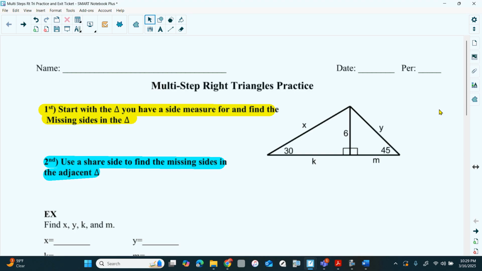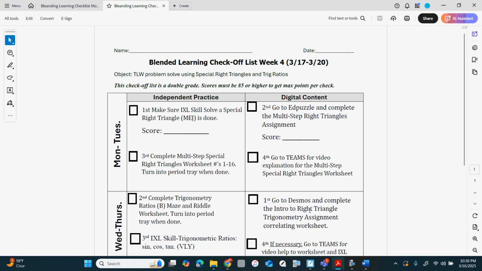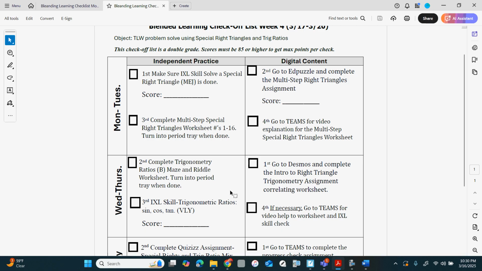While I'm gone, it's very important that we don't fall behind. We're pretty much on track. We just have one more skill to address before your test on this part of the unit, besides multi-step, which is trig, on the second part of your checkoff list. You should be following this checkoff list that was given to you by the sub and is attached in the Teams assignment. You're going to finish multi-step, and then we'll get into trig on Wednesday and Thursday.